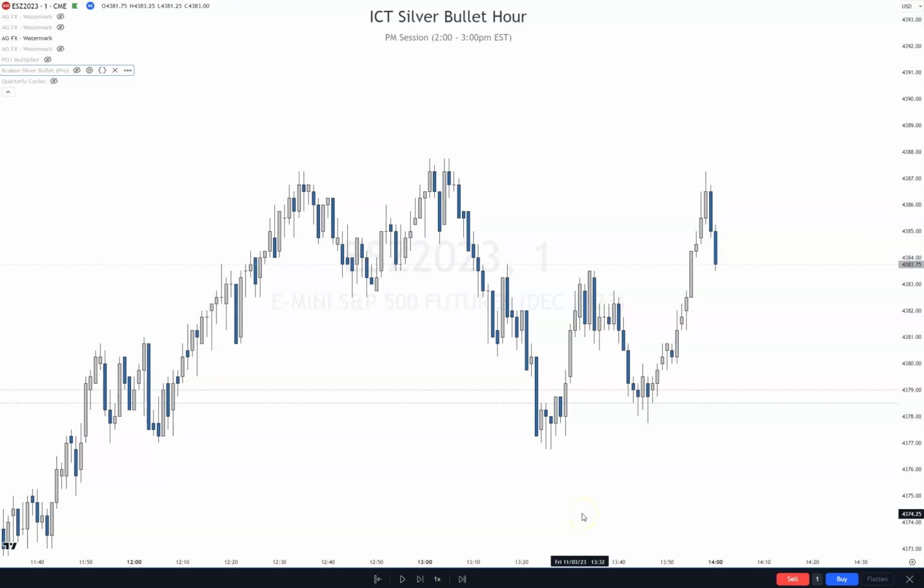Today I want to go over the PM Silver Bullet setup for Friday, November 3rd after NFP. So when we come to the chart here, the first thing we're going to do is turn on the Kraken Silver Bullet indicator. And this is the 2 o'clock hour here.